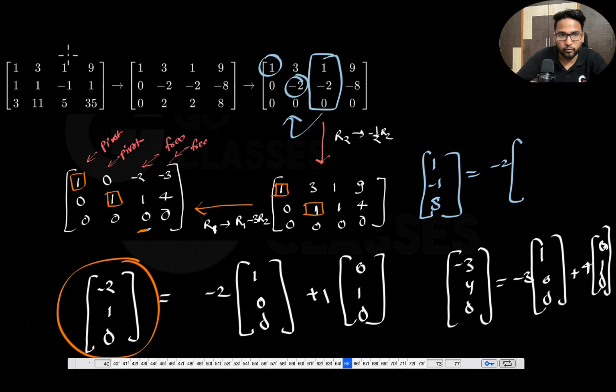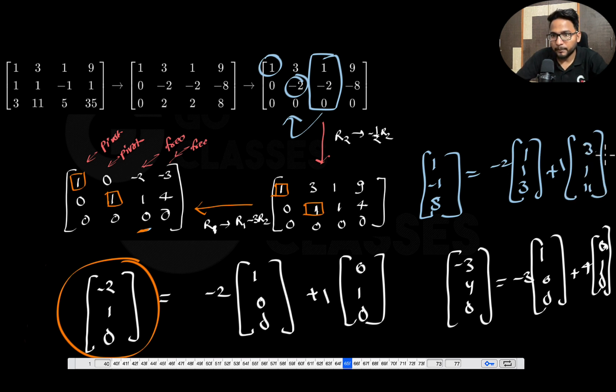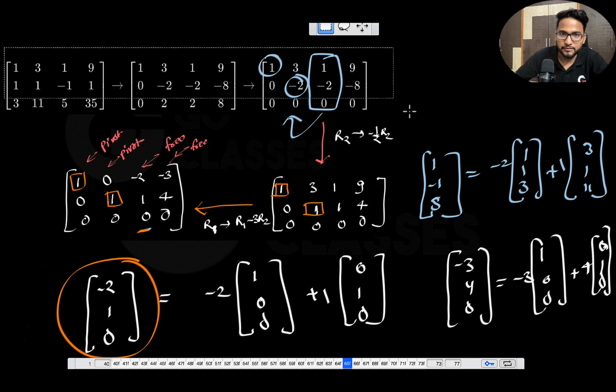Let's just represent it. Minus 2 into the first column. What is the first column? 1 1 3, and plus 1 times 3 1 11. Just check. Minus 2 plus 3 will give you 1, right? Similarly, minus 2 plus 1 will give you minus 1. Minus 6 plus 11 will give you 5. And not just this, you can represent this also. See, due to the lack of space, I'm going to the next page.